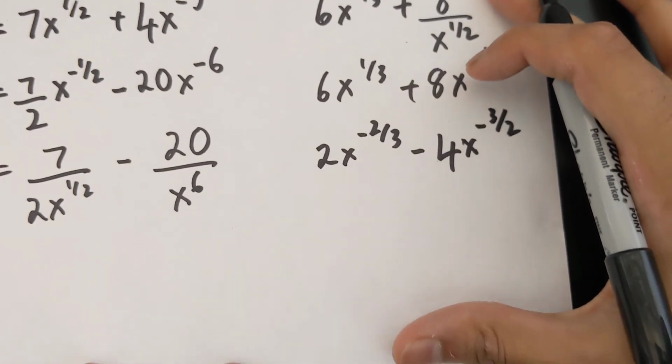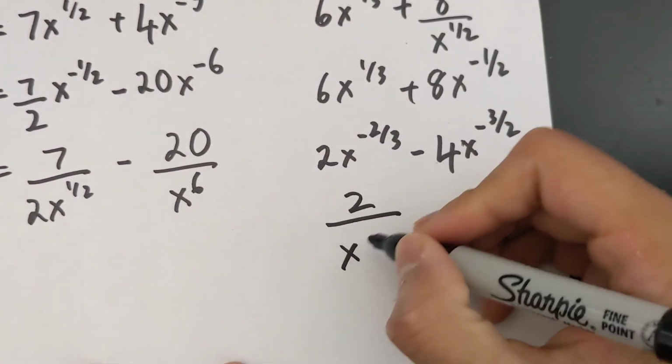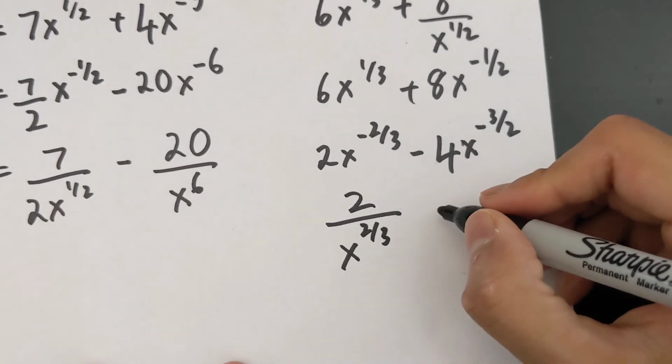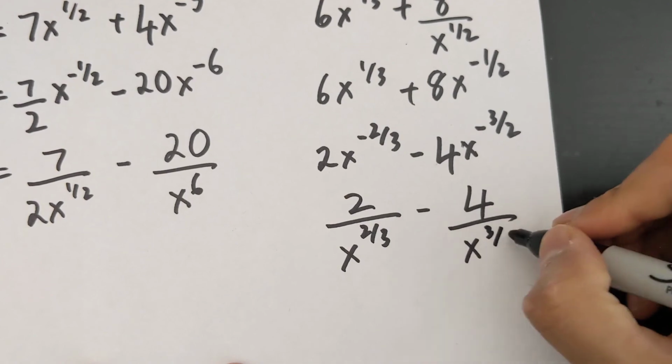Now in my final step, I'm just going to make my exponents positive. So I have 2 over x to the power of 2 over 3 minus 4 over x to the power of 3 over 2.